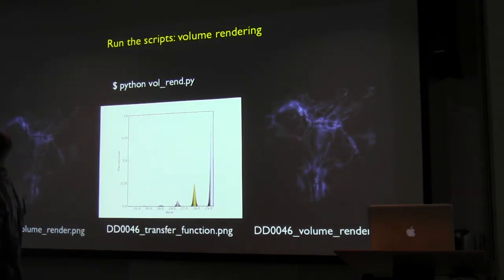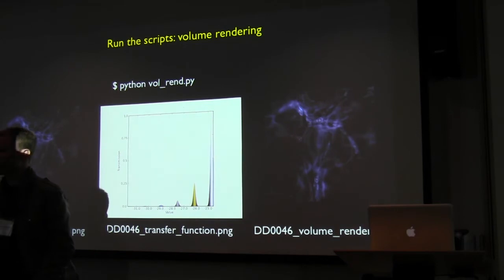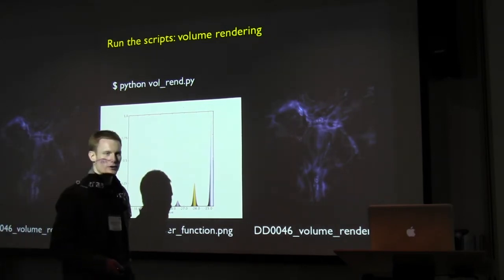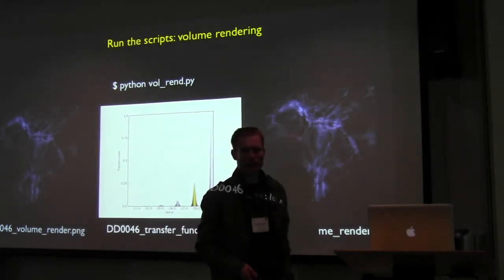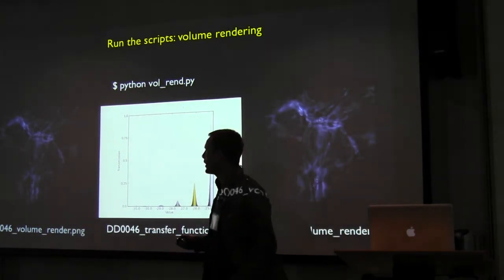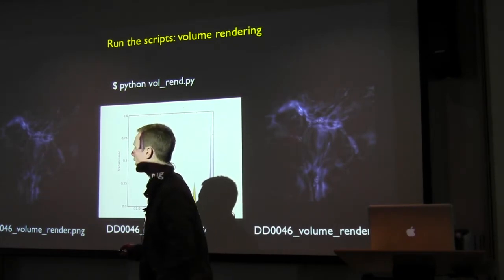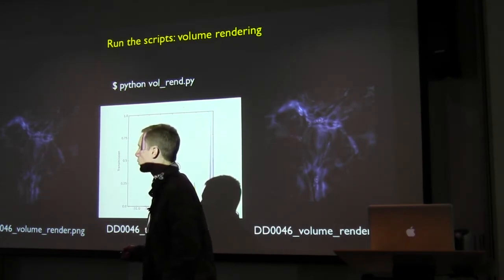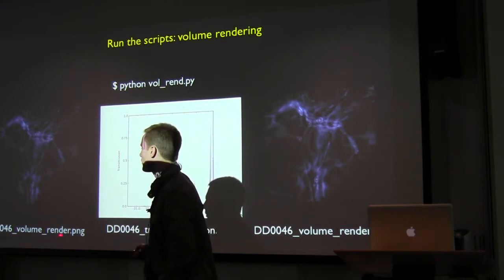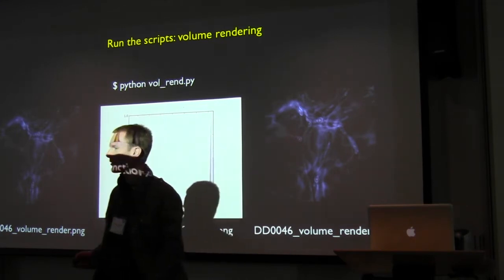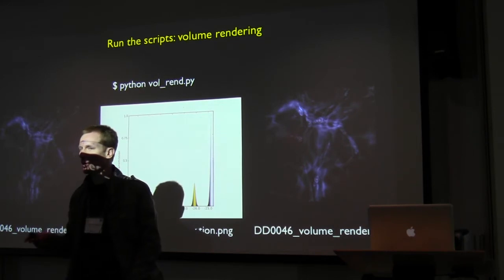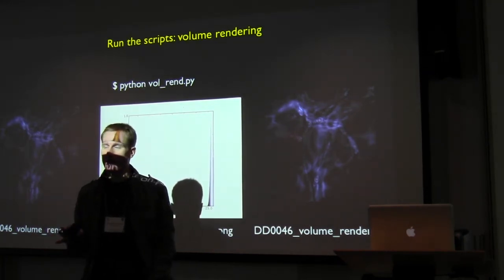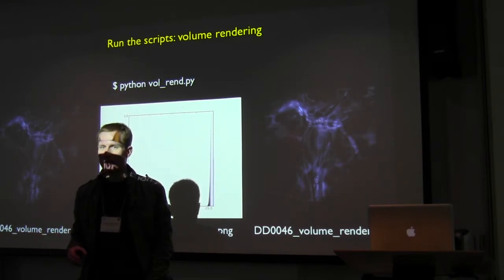Will people just run python volrend.py? It works for you? Okay, good. Then it turns out the YT Hub installation is broken and not the script. All right, so what it should give you are two files that it outputs. It should give you DD0046 transfer function and DD0046 volume render. I'll talk about that in a second, but I want to make sure that people have this. So if you don't have this, this is a bit like a lab in that, you know, raise your hand and Stephen or Britton or Matt or Jeff or somebody will come over and assist you.